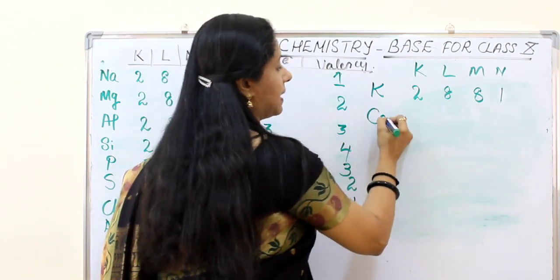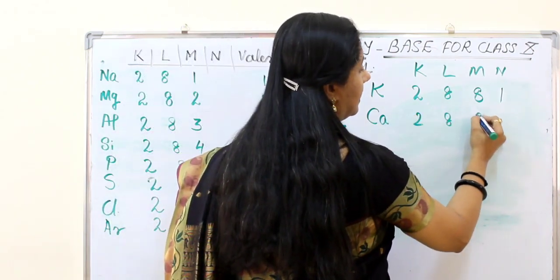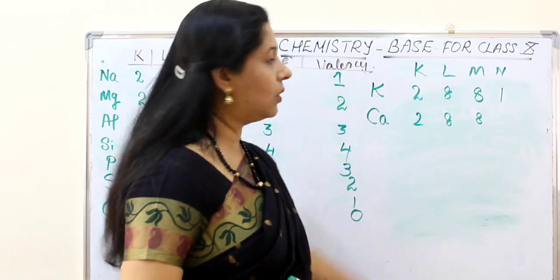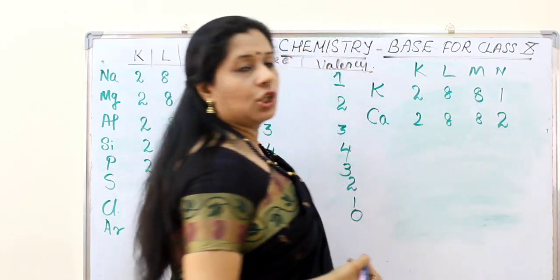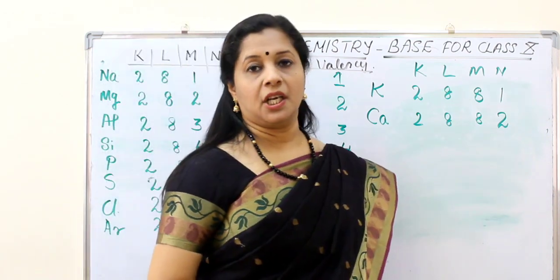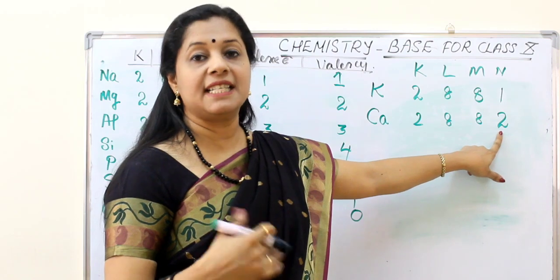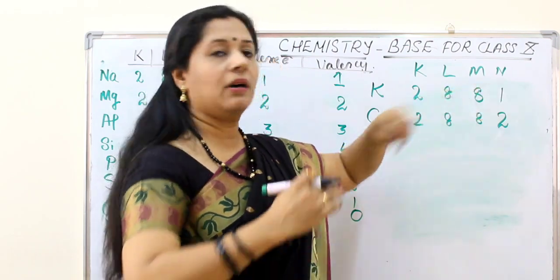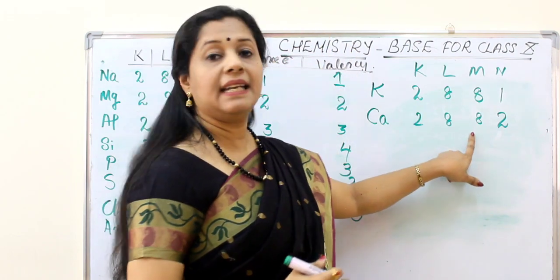Then next calcium comes. Okay, so 2, 8, 8. Here already M is above, N is below, only 1 is there, so it will add 1 more. So 2, total 20. Now that 2 is filled, N is happy. N is more energetic now, it will go above M again. Now it will start filling in M till it gets 18.